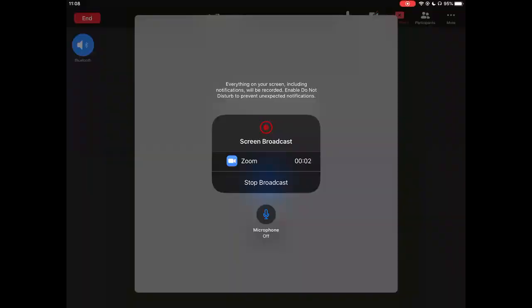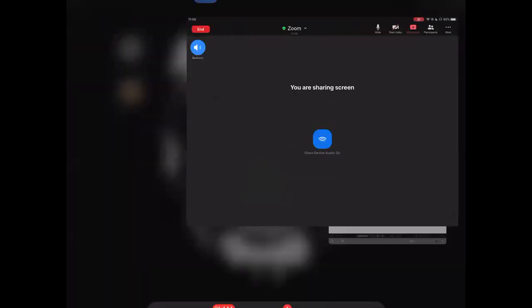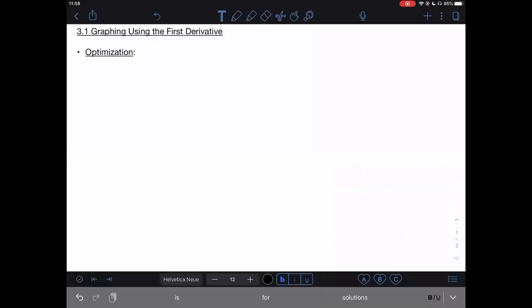So let's begin our next main chapter here, chapter 3, in which we're still going to be calculating and using derivatives. But in this case, in 3.1, we're going to be utilizing the first derivative to help us graph or visualize the curvature of a function. And what we're going to be doing here first is using the first derivative to calculate the optimal points of a function.